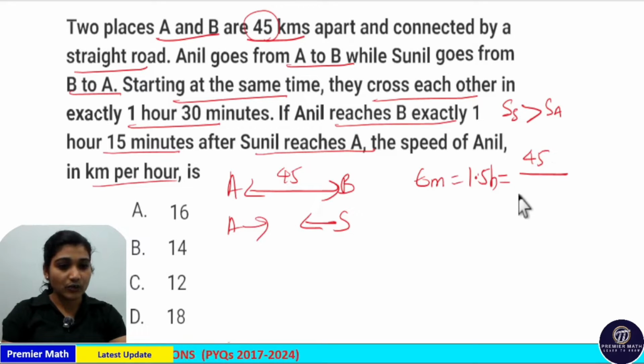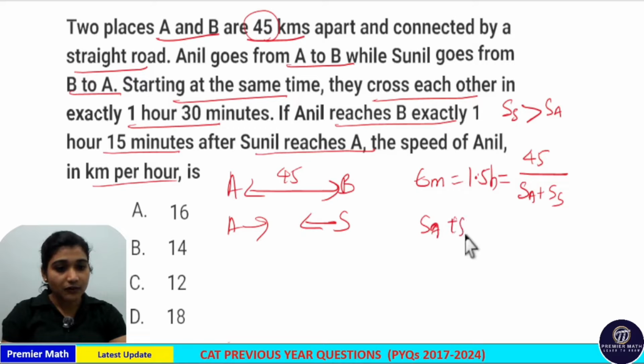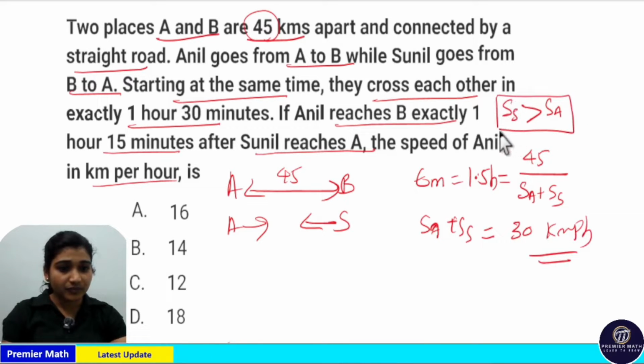As they are traveling in opposite directions, their relative speed is the sum of their speeds. So the speed of Anil plus the speed of Sunil is equal to 45 divided by 1.5, which is 30 kilometers per hour. Now from this data and from the options, we can find the answer.